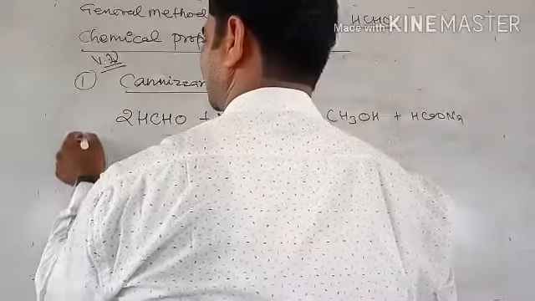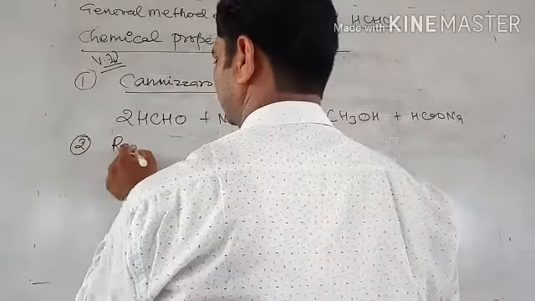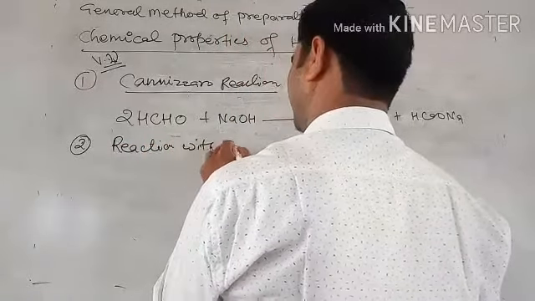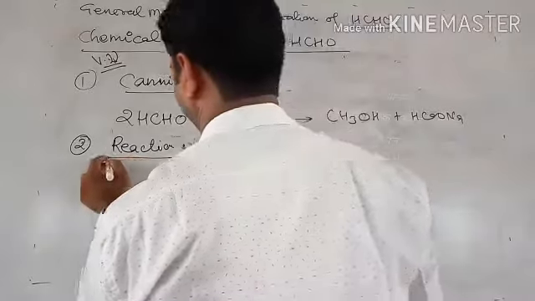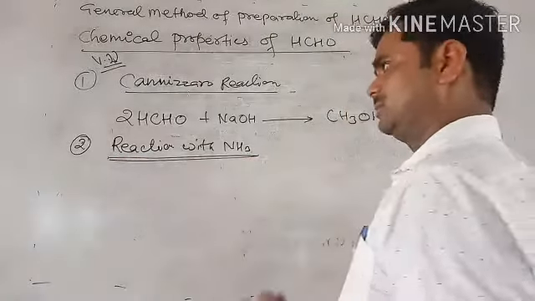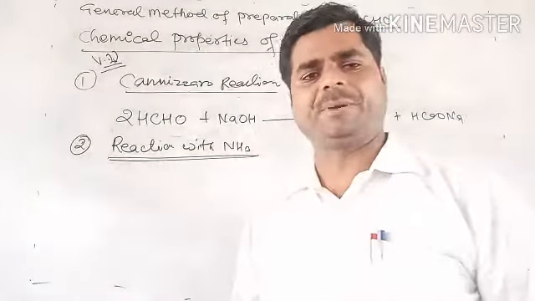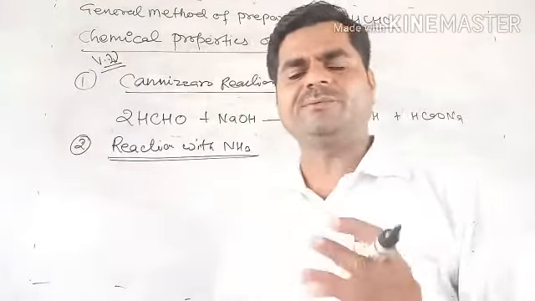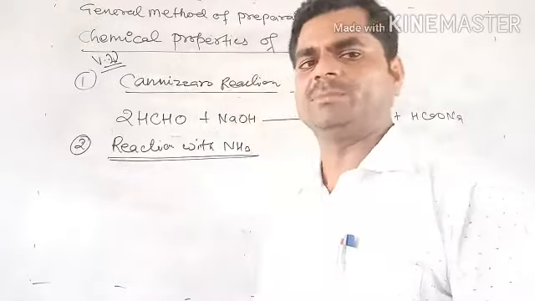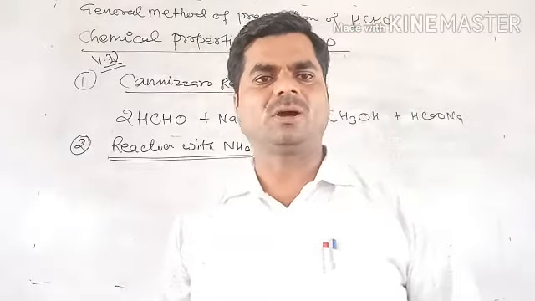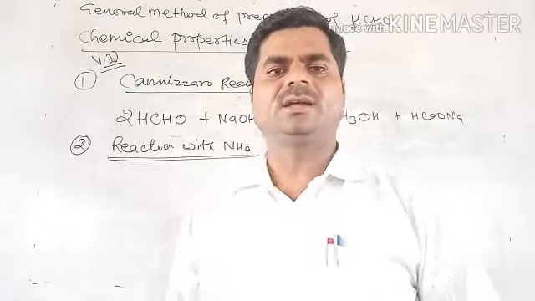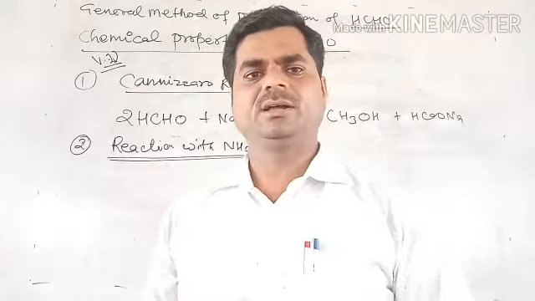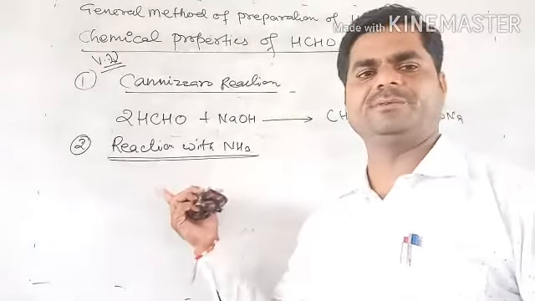Now, reaction with ammonia, NH3. It is a most important question. What happens when formaldehyde reacts with ammonia? Formaldehyde reacts with ammonia to form urotropin. Urotropin is used as a medicine, and the chemical name of urotropin is hexamethylenetetramine. Now, what is the chemical reaction of formaldehyde with ammonia?